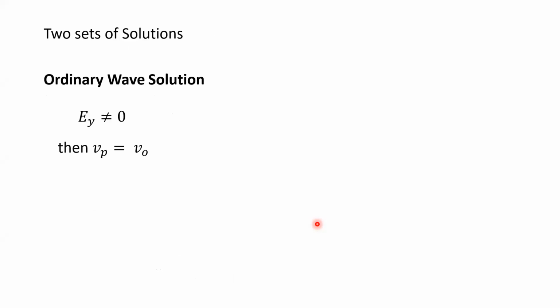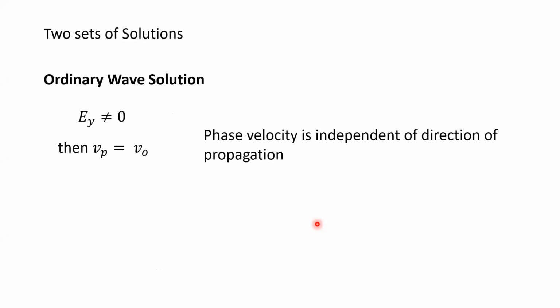So these are certain consequences. Vp is some V0. In particular, the phase velocity does not depend on the direction of propagation. At this moment it might seem trivial, but later you'll see it's important, because for the other solution that's not the case. The phase velocity depends on the direction of propagation. But nevertheless, in this case, Vp is equal to V0, independent of propagation.